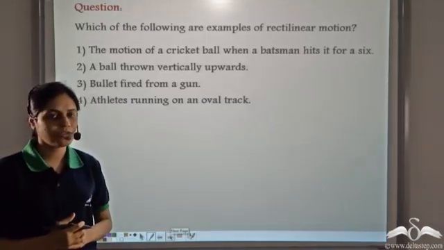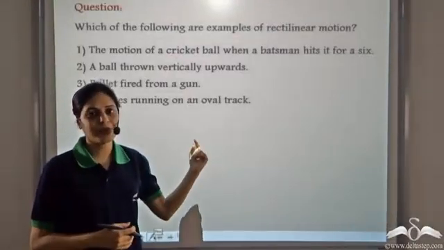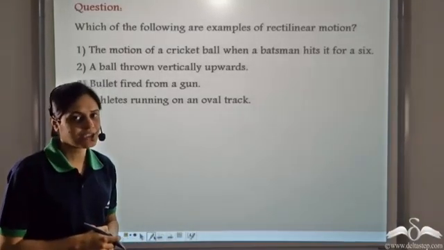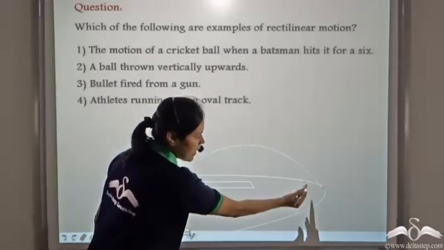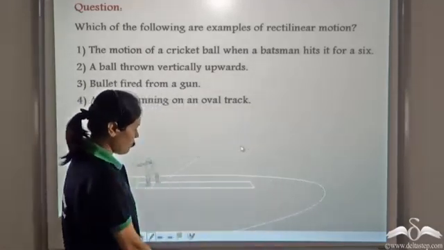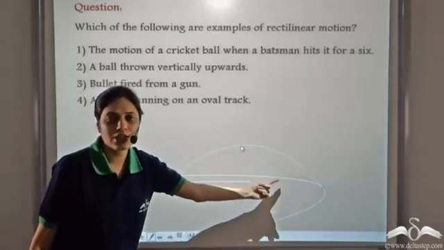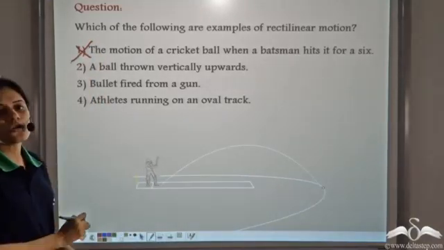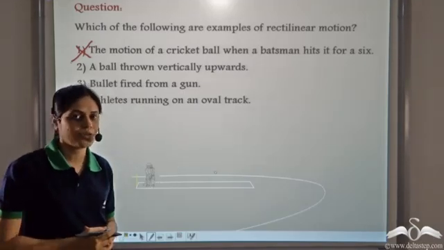So answer this question. Which of the following are examples of rectilinear motion? Now let us look at these examples one by one. The motion of a cricket ball when a batsman hits it for a six. So this is the path followed by a cricket ball when the batsman hits it for a six. And we can clearly see that it is not a straight line. So this is not an example of rectilinear motion or one-dimensional motion.